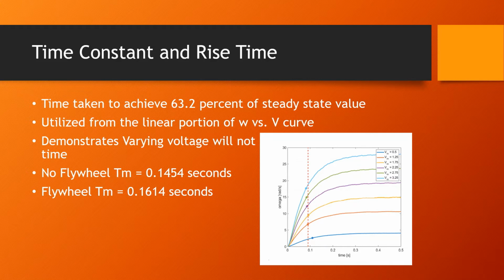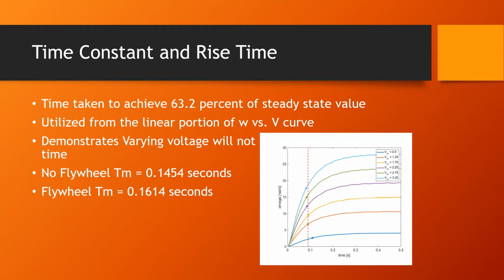As seen in the figure, the rise time is approximately constant across the voltages. This means that voltage cannot be simply increased or decreased in order to adjust rise time, demonstrating the need for a controller. During our data analysis, the time constant of the motor was calculated. Time constant is the average of rise time for all the voltages in the linear portion of the angular velocity versus voltage curve.